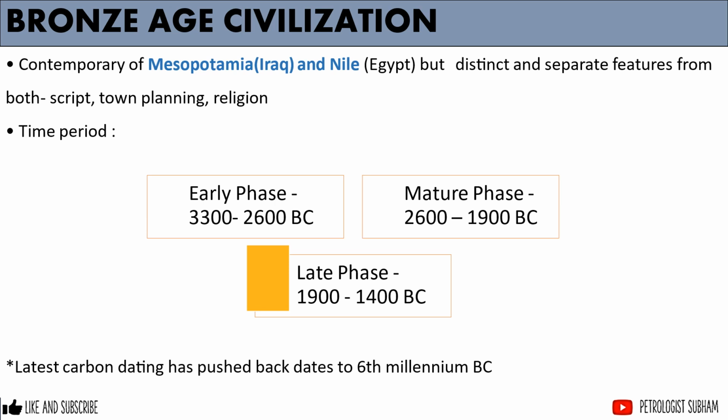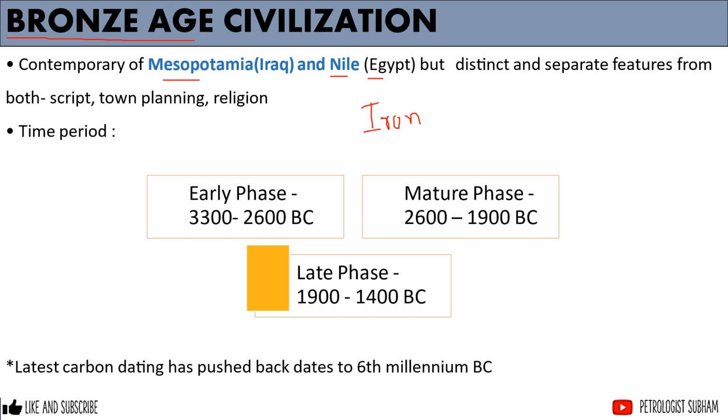The Indus Valley civilization was also known as a Bronze Age civilization. From this, we can infer that people of the Indus Valley didn't know anything about iron. They were unknown to iron. The Indus Valley civilization was also a contemporary of the Mesopotamian civilization, that is today's Iraq, and the Nile civilization, that is today's Egypt.